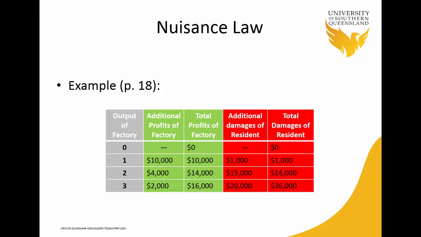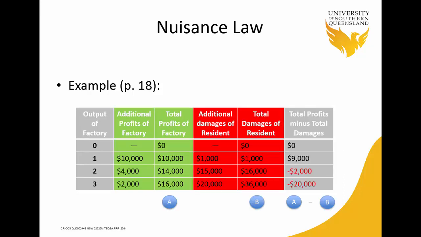So these are the profits. On the other hand, there are also costs, but the costs go to the resident, not to the factory. There's only 1 resident now, and you can see the additional damages to the resident and the total damage to the resident. If there's a production of 1 unit, the additional damage is 1,000. The second unit makes the damage jump by an additional 15,000, and then another additional 20,000 if you go to the third unit. So the total is 1,000, you add the 1,000 to 15,000 to get 16,000, and then add the 16,000 to the 20,000 to get total damages of 36,000 when the output from the factory is 3 units.